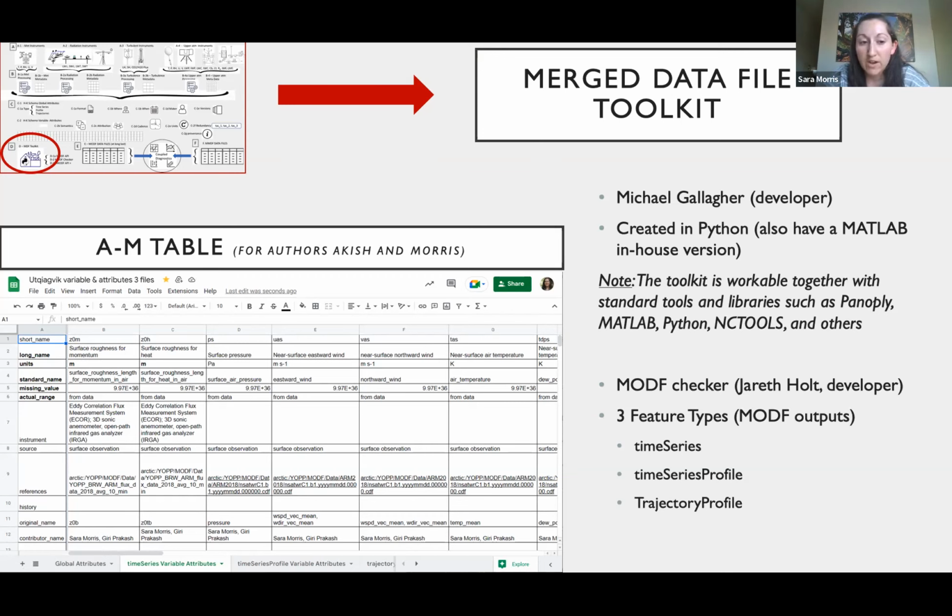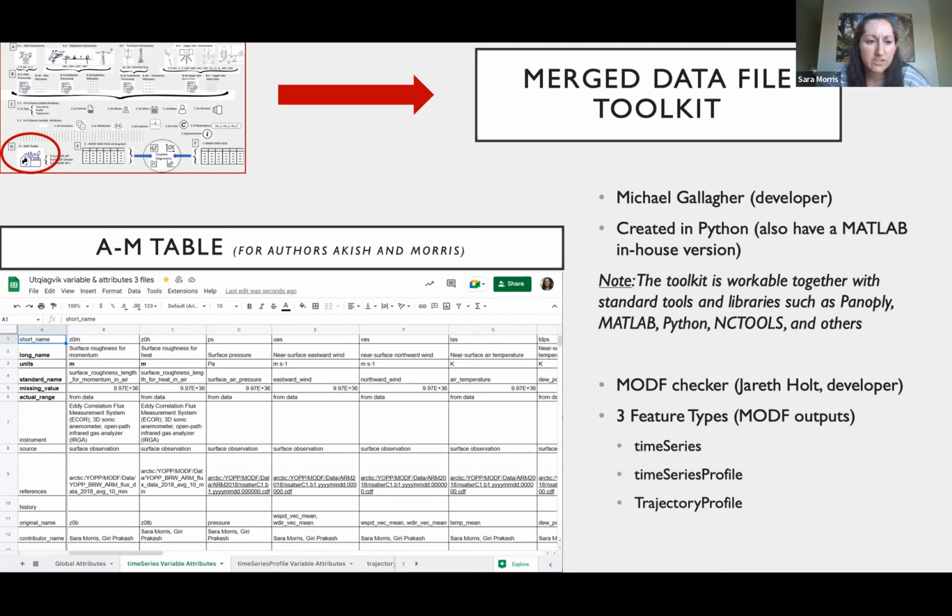We have time series profile, which is that stationary multi-level, like a tower where you have the same measurement up and or down, either way. And the trajectory profile, so this is measurements like radiosondes, things that move. But an MODF checker has also been developed by Jareth Holt from Stockholm University that double checks that this toolkit didn't miss something in the metadata that it was ingesting.